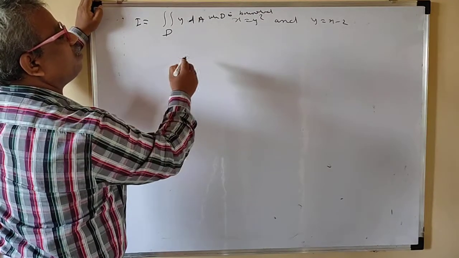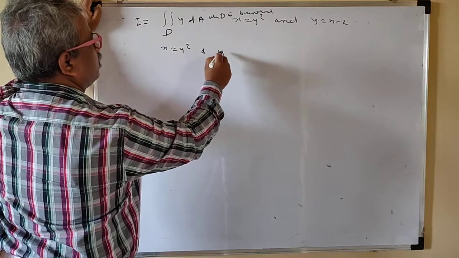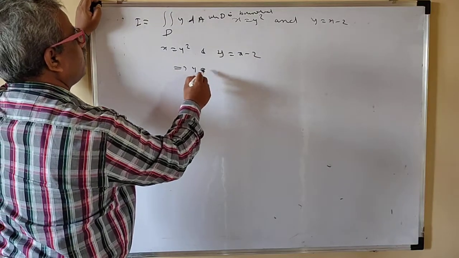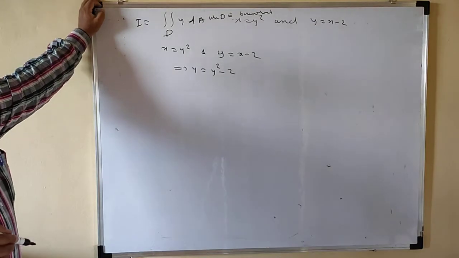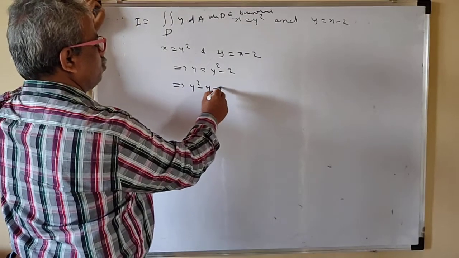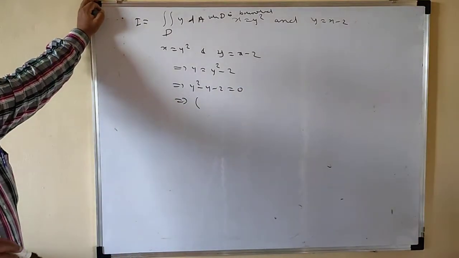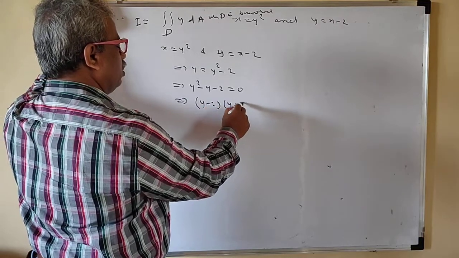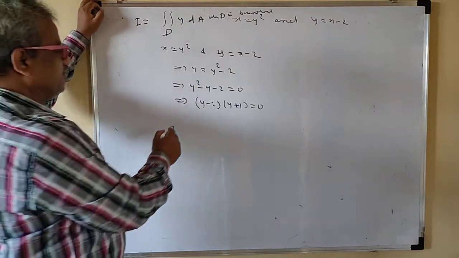So x is equal to y square and y is equal to x minus 2. So this implies that y is equal to y square minus 2, because x is y square. So this implies that y square minus y minus 2 is equal to 0. So you can factorize this: y minus 2 times y plus 1 is equal to 0. Is it correct? Yes.